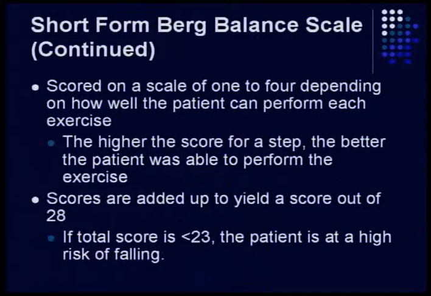Each individual step on the Berg Balance Scale is scored on a scale of 1 to 4, depending on how well the patient can perform each exercise. The higher the score for a step, the better the patient can perform the exercise. These individual scores are then added together to yield a total score out of 28. If the patient's score is below 23, the patient is at a high risk of falling.